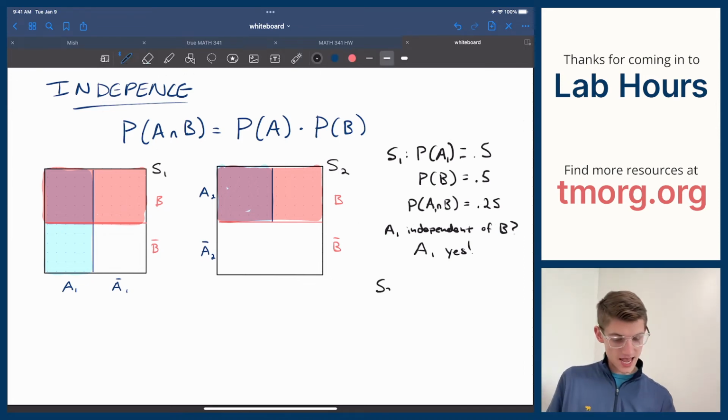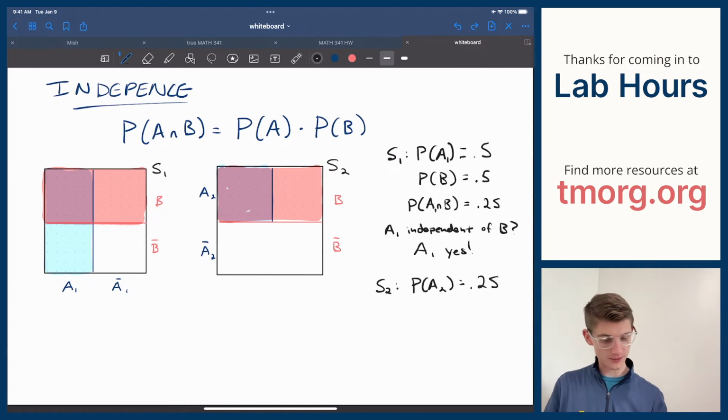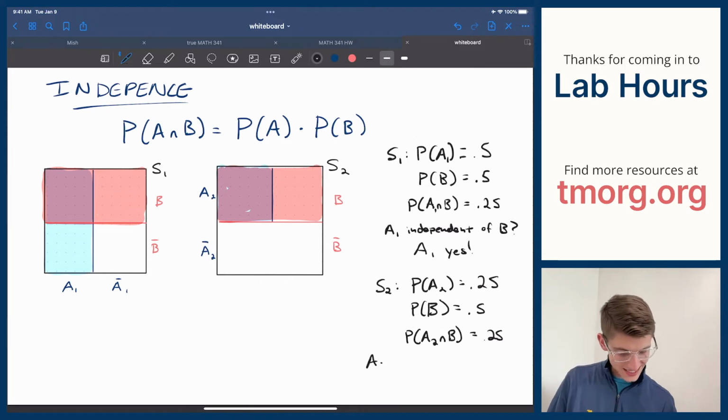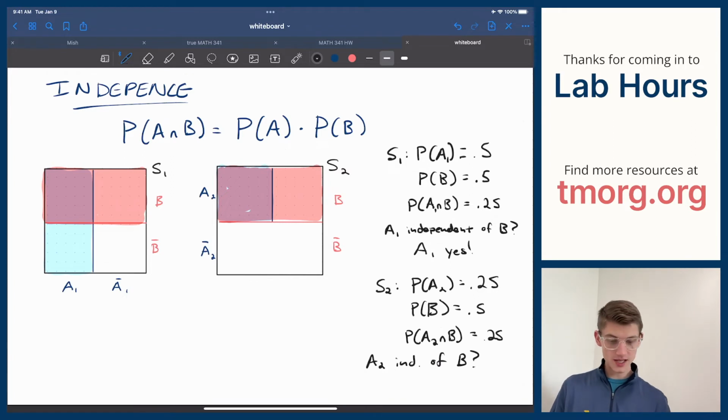So let's take a look at this. In S2, the probability of A2 is only equal to 1/4. It's only this 1/4 right here up in the top left corner. The probability of B has not changed. It's still 1/2. And the probability of A2 intersect B, fun fact, is also equal to 1/4, just like it was above. But the question is, is A2 independent of B? Hopefully you can tell that the answer is no, because the probability of A times the probability of B is 1/4 times 1/2, which is 1/8, which is not equal to 1/4.